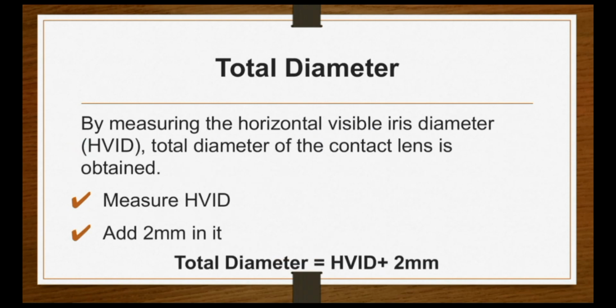For the total diameter of the contact lens, you have to measure the horizontal visible iris diameter and just add 2 millimeter to it. Why are we adding 2 millimeter? Because we have said that the total diameter is the widest distance from one edge to the other edge of the contact lens, and we have said that soft contact lenses are larger in diameter than the cornea. The horizontal visible iris diameter is actually the diameter of the cornea as well. So by adding 2 millimeter we are making a contact lens that is bigger than the cornea.